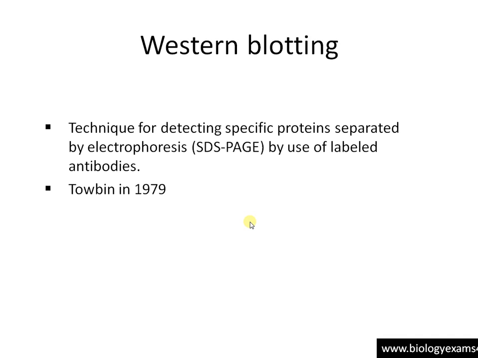It was developed by Towbin in 1979. The principle is antigen-antibody interaction and is highly specific. Our protein can be considered as an antigen, and we will be adding a primary antibody followed by a labeled antibody, so that this antibody will bind to the specific antigen. If our protein of interest is present in the sample, we'll be getting some signals.